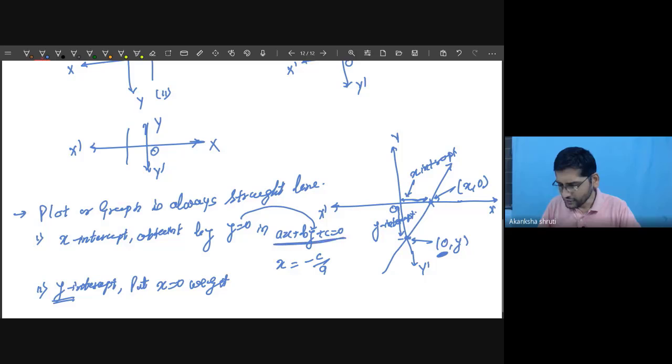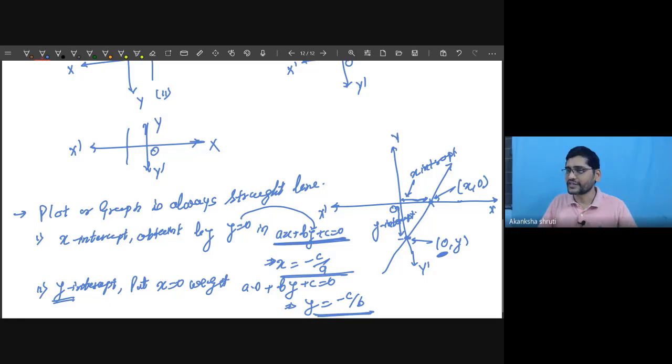Where are we putting this 0? In the equation of the line. So it becomes a into 0 plus by plus c equals 0. Like earlier, substituting y equals 0 we got x, but substituting x equals 0 we will get y equals minus c by b. This way the x-intercept and y-intercept, or the points where it cuts the x-axis and y-axis, can be calculated. So for this general equation, the x-intercept is minus c by a.